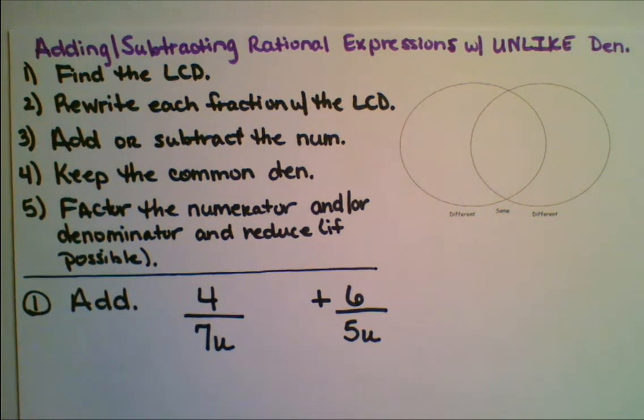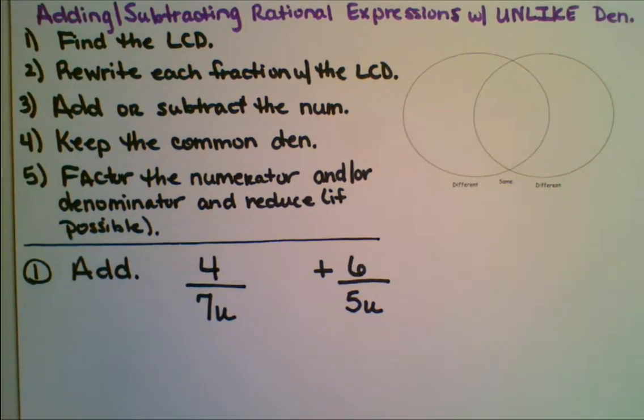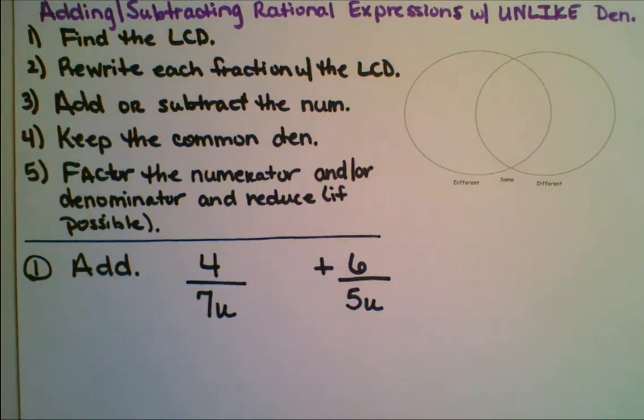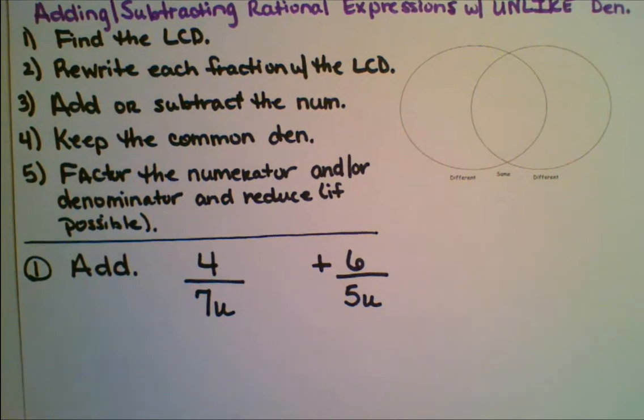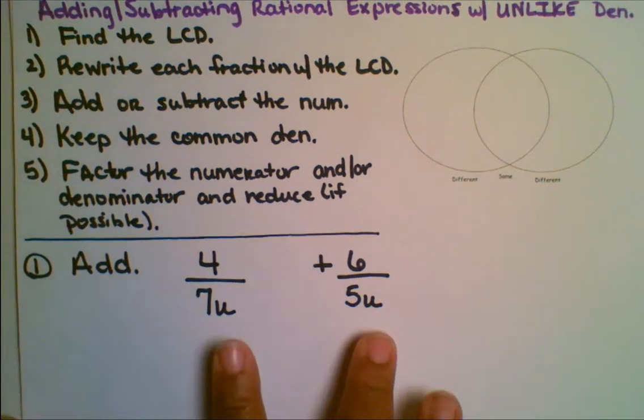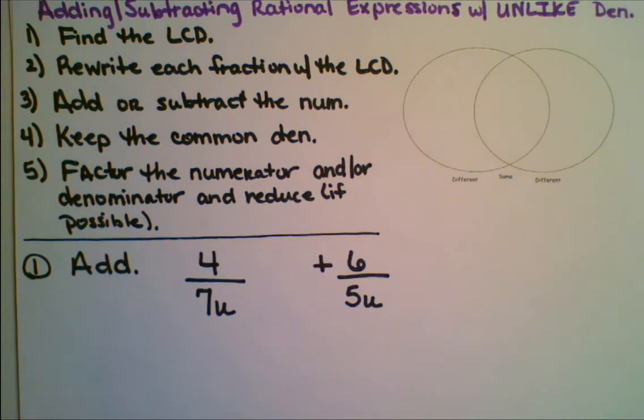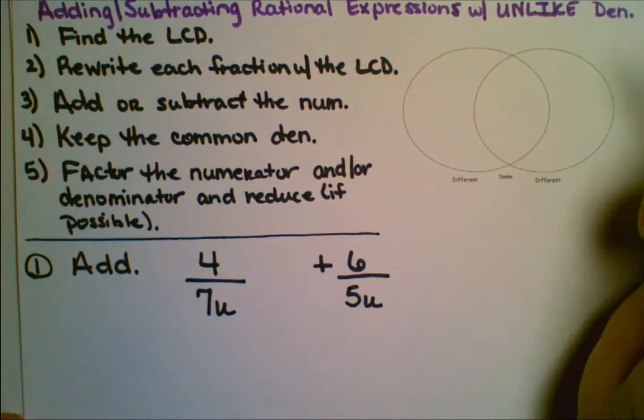So let's look at the first example. We're going to add 4 over 7u plus 6 over 5u. So in order for us to add the numerators, we want a common denominator. And we don't have a common denominator, so let's find that. And let's go ahead and use our Venn diagram.